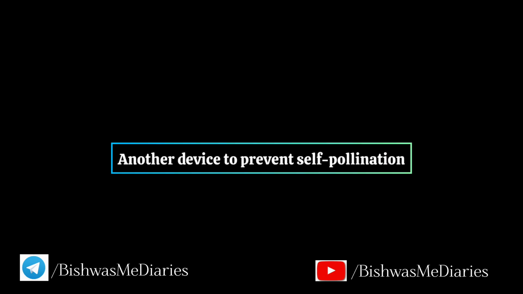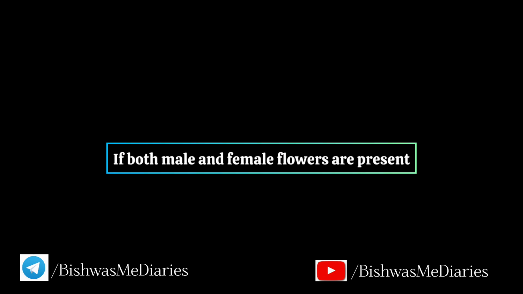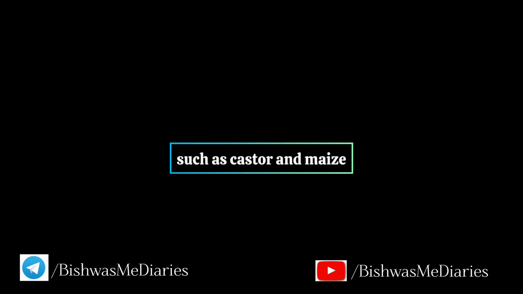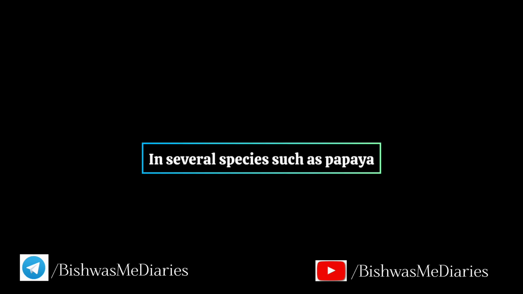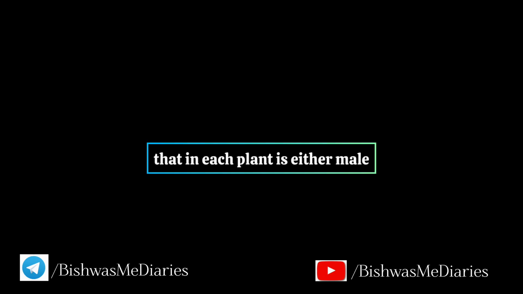Another device to prevent self-pollination is the production of unisexual flowers. If both male and female flowers are present on the same plant, such as castor and maize (monoecious), it prevents autogamy but not geitonogamy. In several species such as papaya, male and female flowers are present on different plants, that is, each plant is either male or female (dioecy). This condition prevents both autogamy and geitonogamy.